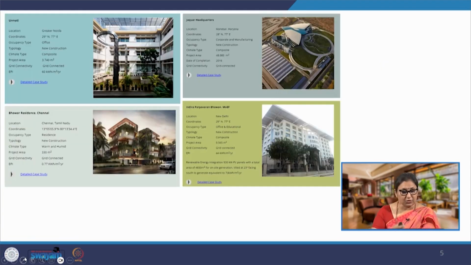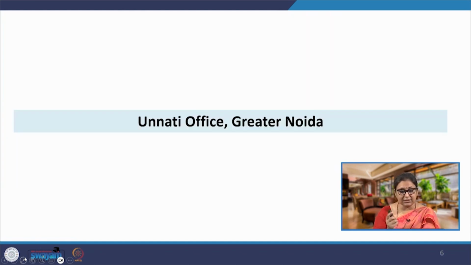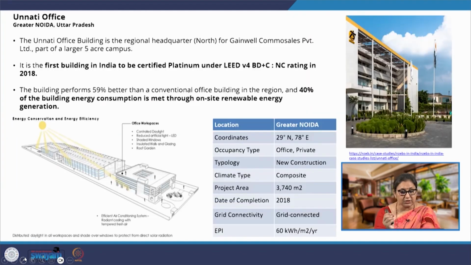So, let us start with the case study. We are starting with Unnati office building in Greater Noida. This is basically the regional headquarter for Gainwell Commosales Private Limited, and it is part of a 5-acre campus. So, it is not just one building in isolation.